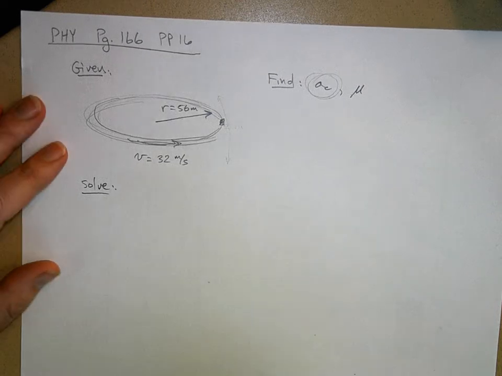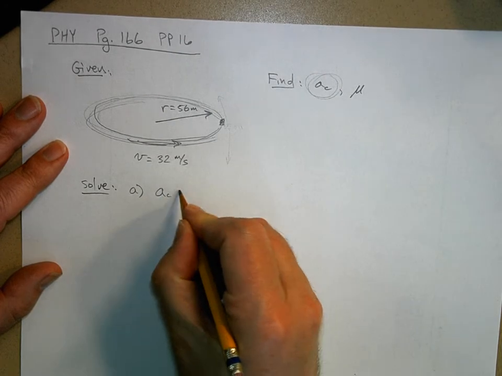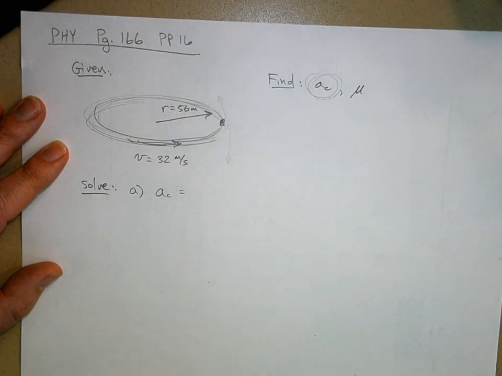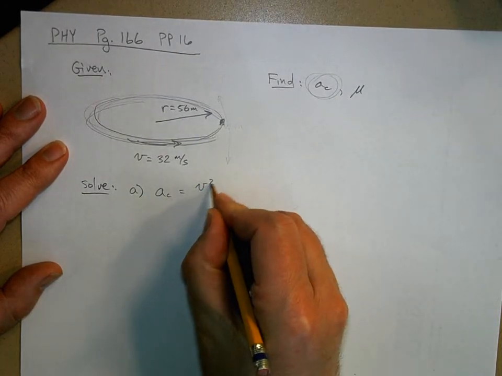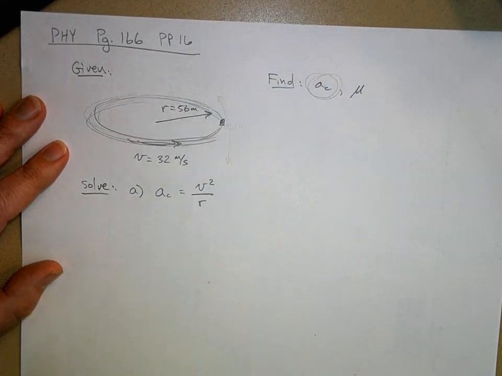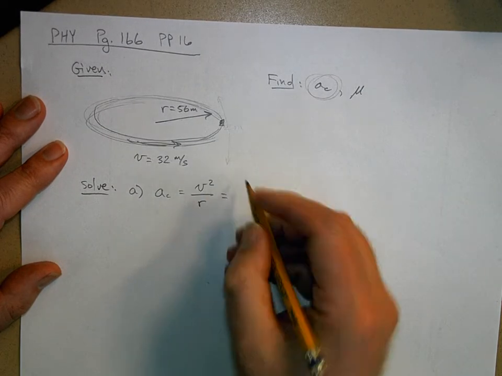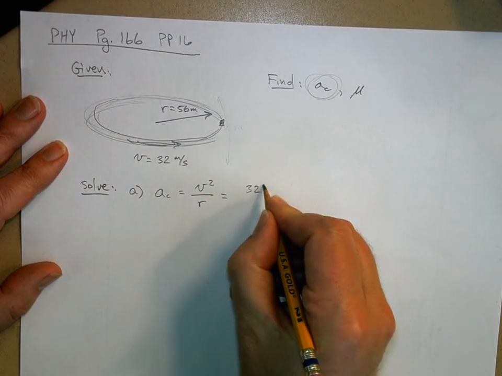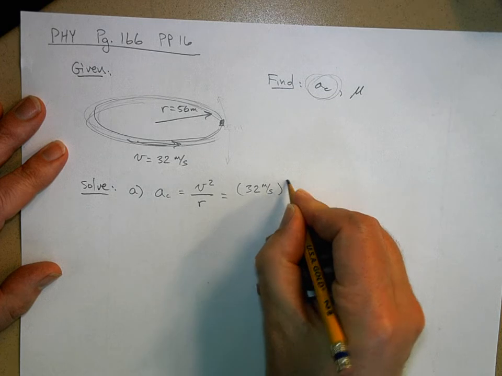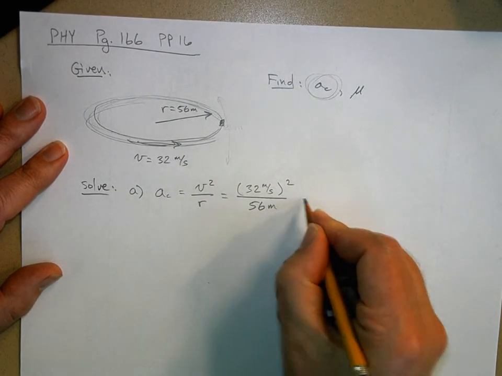Okay, so let's do part A, the centripetal acceleration. Well, the equation for it is centripetal acceleration is your speed squared divided by your radius. So this is pretty easy. We're given the speed and the radius. So this is 32 meters per second. We're going to square that. The radius is 56 meters.